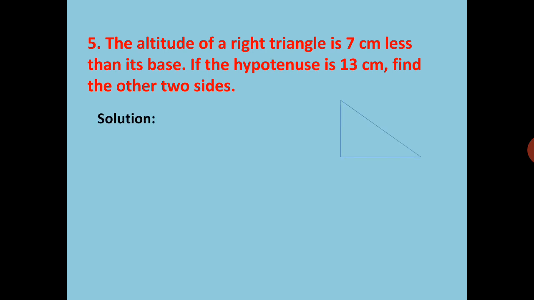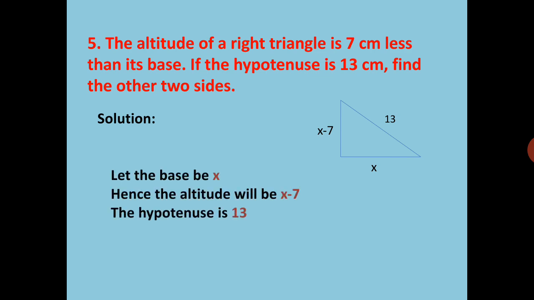So the solution, you have a right triangle, base is x, altitude will be 7 centimeter less, that is x minus 7, and the hypotenuse is 13. It's written here, let the base be x, altitude will be x minus 7, hypotenuse is 13.